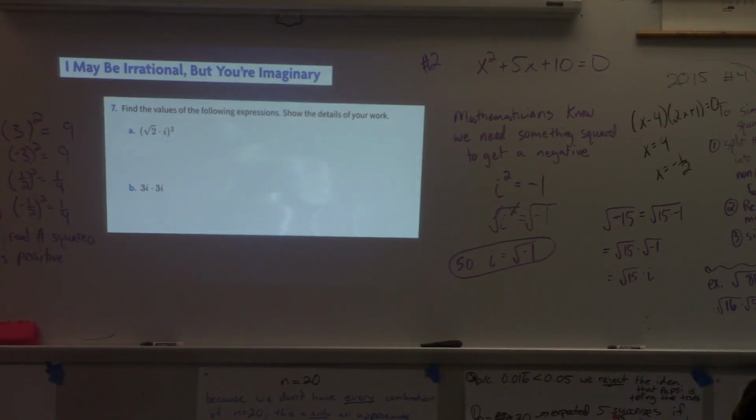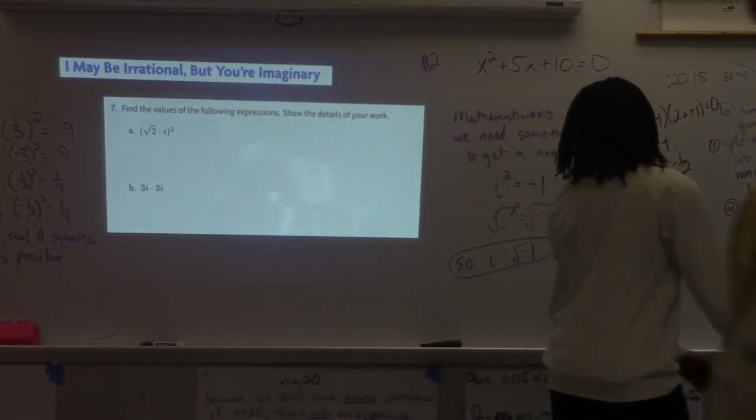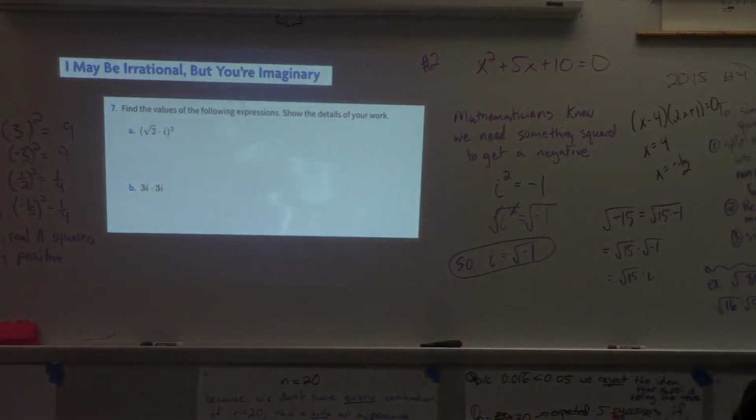Stop using the calculator. Hey, also let's do this to make your life easy. Start with B and then do A. Do B, then do A. So 3i times 3i.